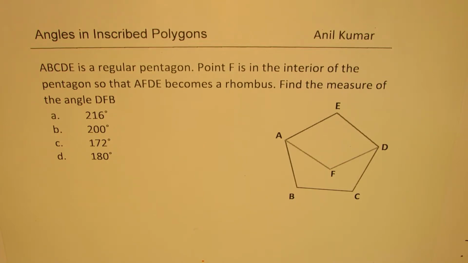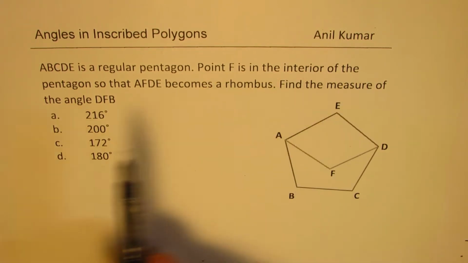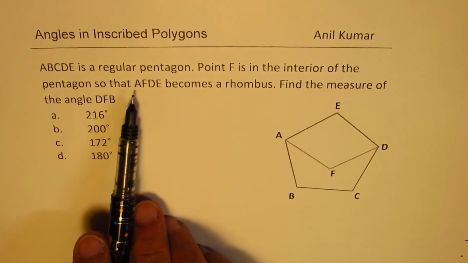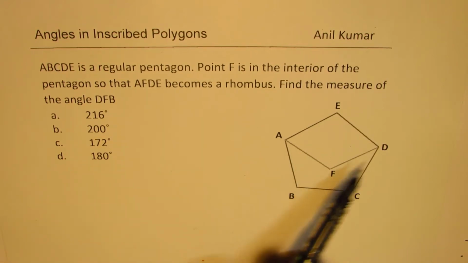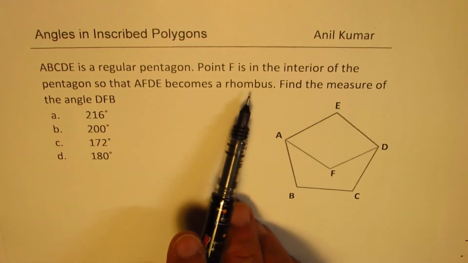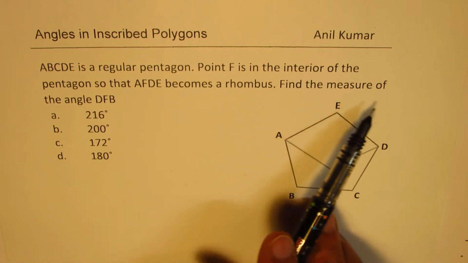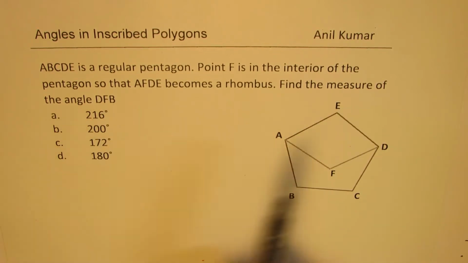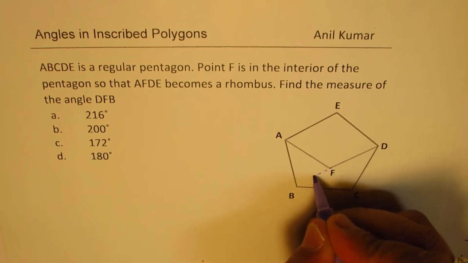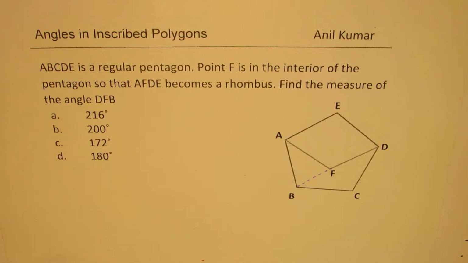ABCDE is a regular pentagon. Point F is in the interior of the pentagon so that AFDE becomes a rhombus. Find the measure of the angle DFB, right? So we need to find the measure of this angle DFB. You are given the choices 216, 200, 172 and 180.